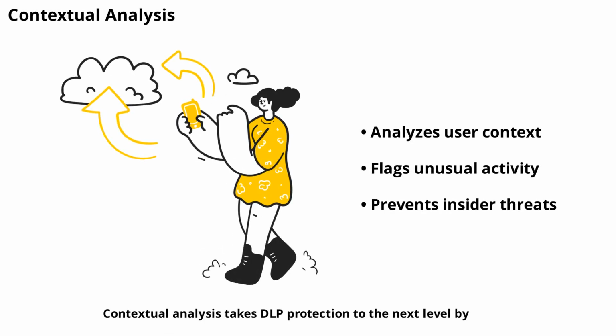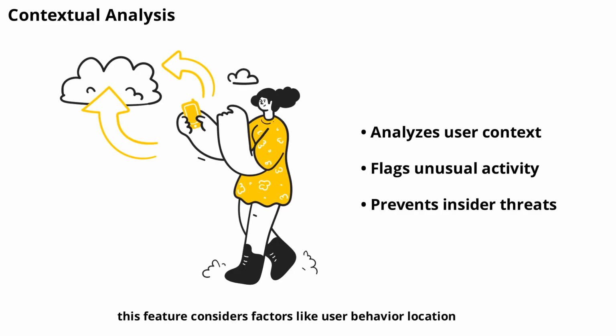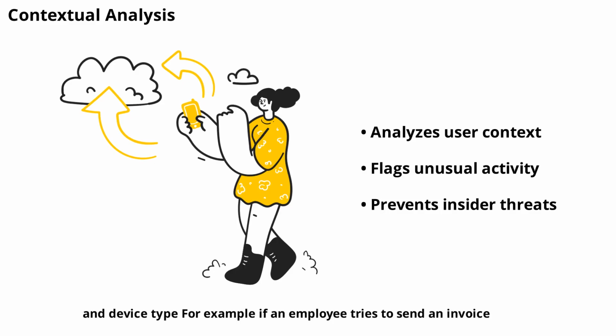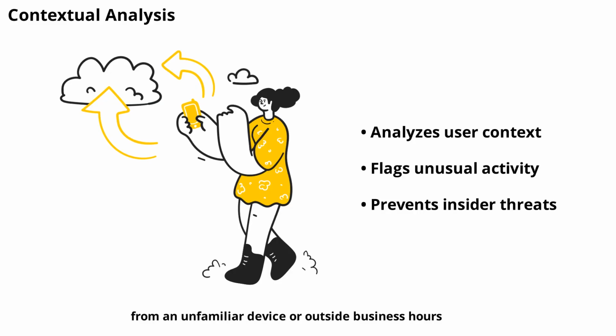Contextual analysis takes DLP protection to the next level by evaluating the context in which invoice data is accessed or shared. Instead of relying solely on static rules, this feature considers factors like user behavior, location, and device type. For example, if an employee tries to send an invoice from an unfamiliar device or outside business hours, the system can flag or block the action. Contextual analysis helps prevent sophisticated threats and insider risks.